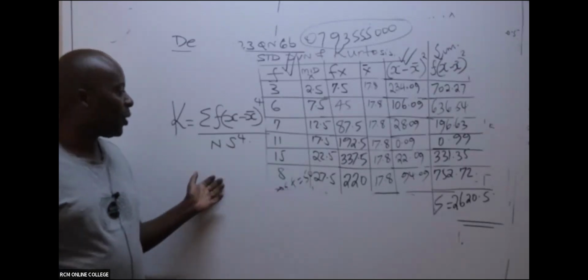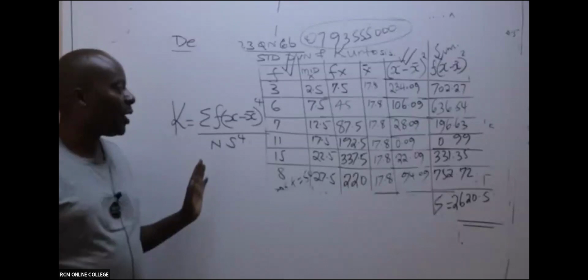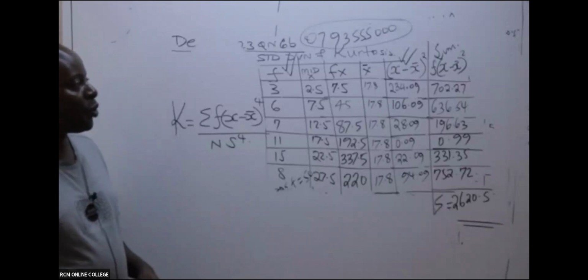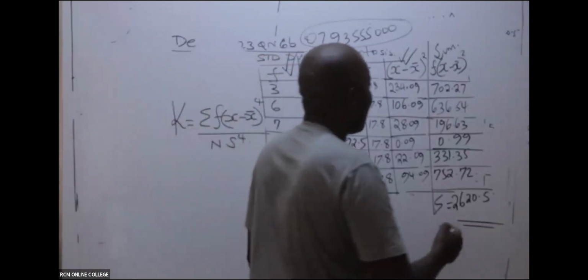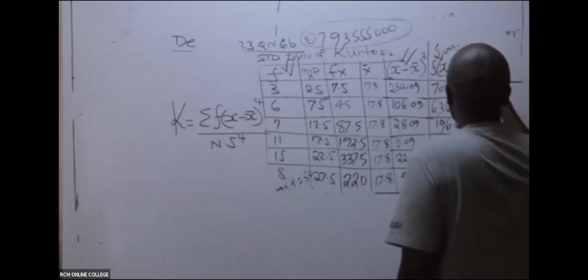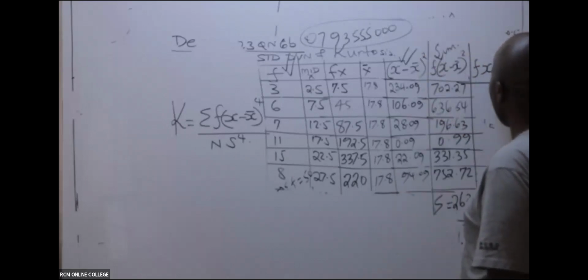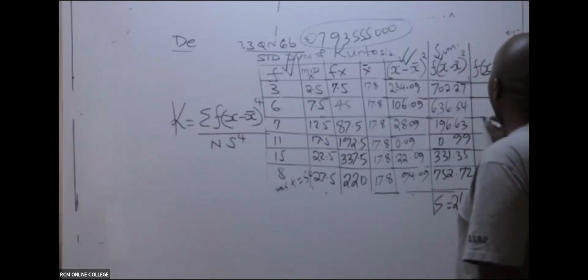This is a very important formula. It doesn't have a square root anywhere. So then what you need to do is create a column here where you capture the last column: f times (x minus x bar) raised to power 4.